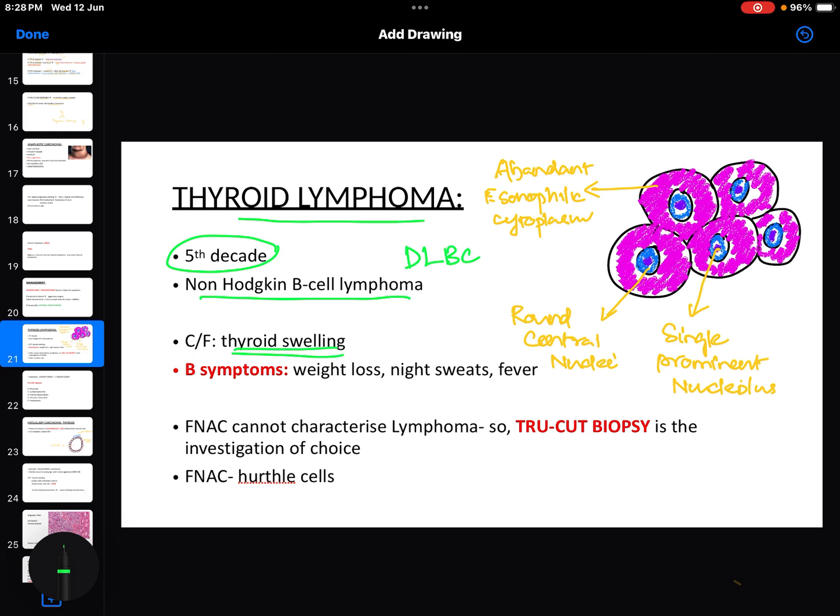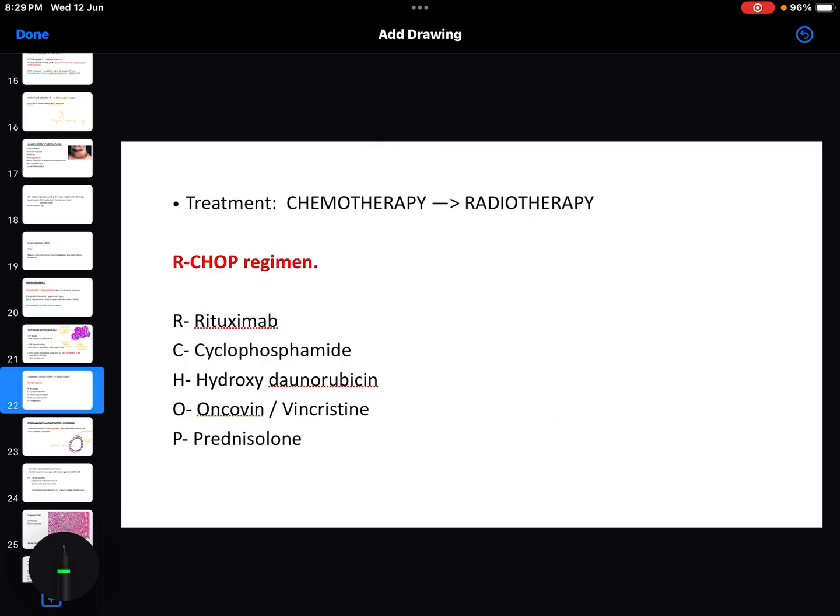Other symptoms that are present are B symptoms, which are seen in this lymphoma, like weight loss, night sweats, fever. FNAC cannot characterize this lymphoma. So, as we saw earlier, true cut biopsy is done. If FNAC is done, we can see Hurthle cells. As seen here, these type of cells can be seen in FNAC.